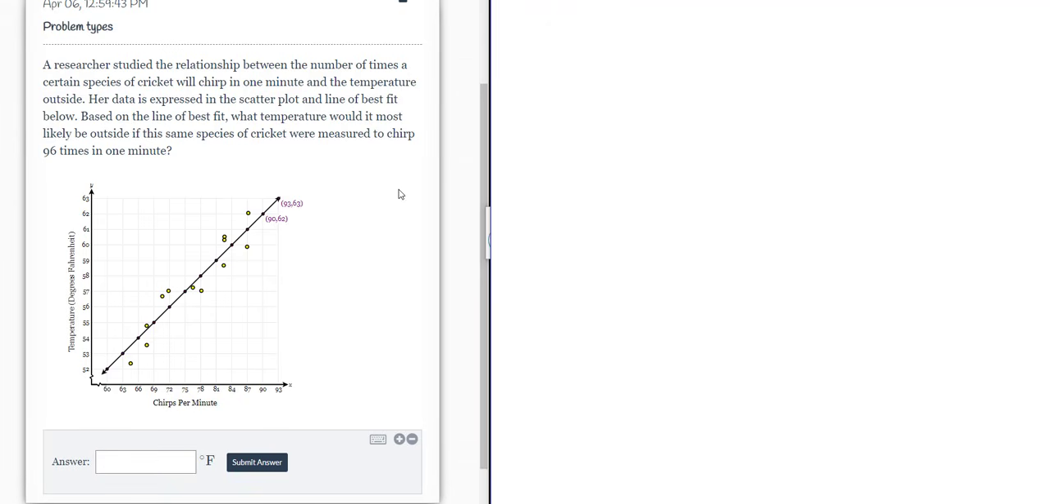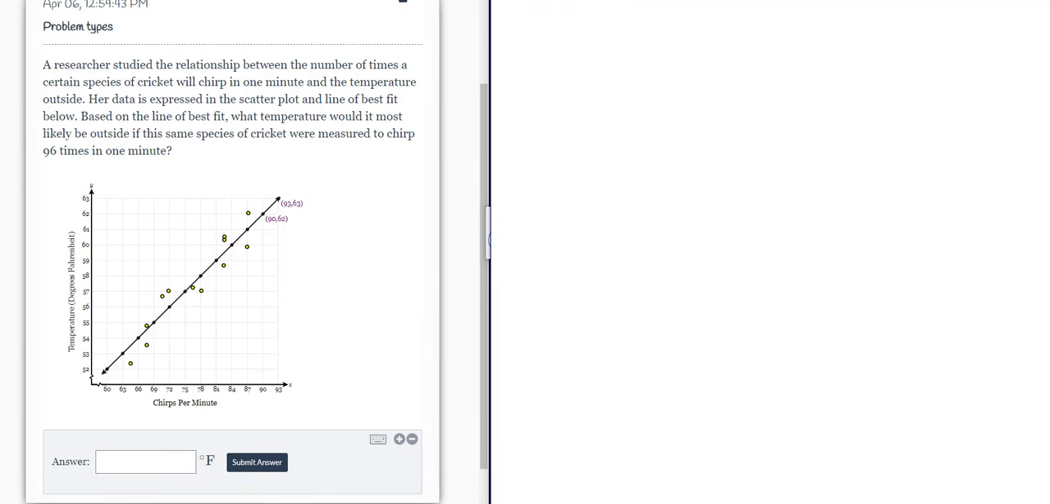So first things first, let's go ahead and look at the graph. Again, the yellow dots are the actual measurements. The line that's drawn here, this is the line of best fit. And we use the line of best fit to make a prediction.